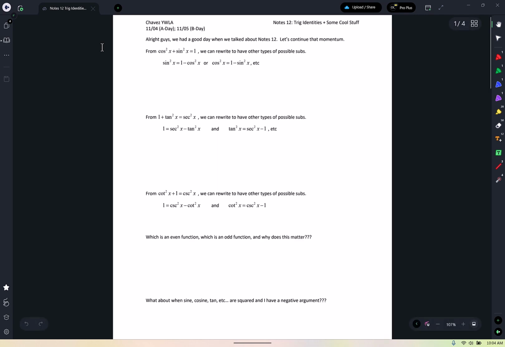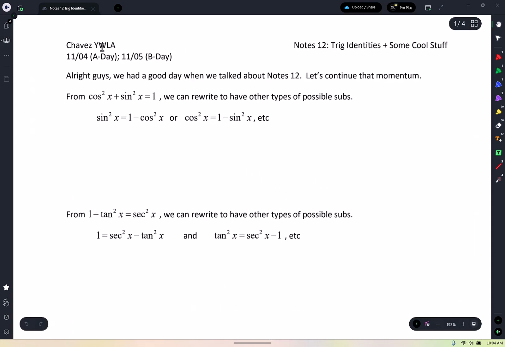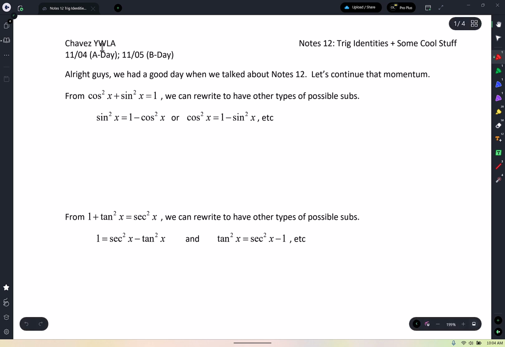All right, guys. Let's go ahead and start Trig Identities. We're pretty much going to wrap things up right here. We had a good talk when we talked about Notes 11. Let's continue that momentum. So in Notes 11, we talked about cosine squared plus sine squared equals 1.